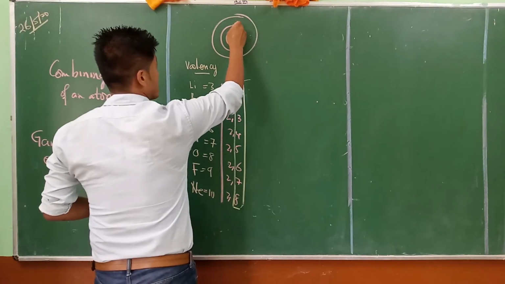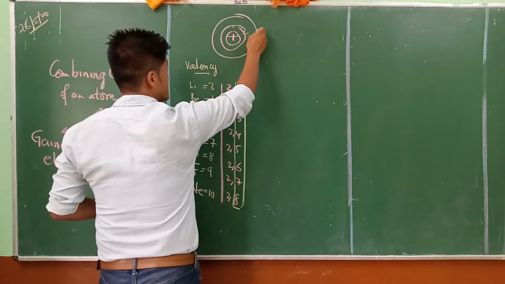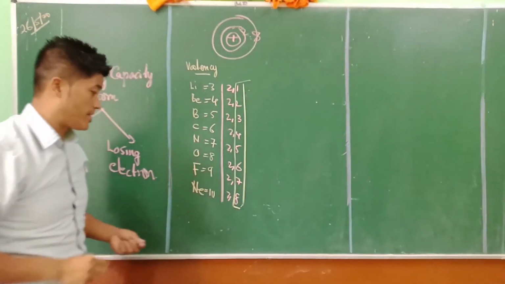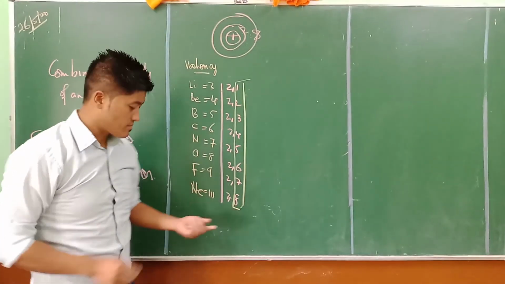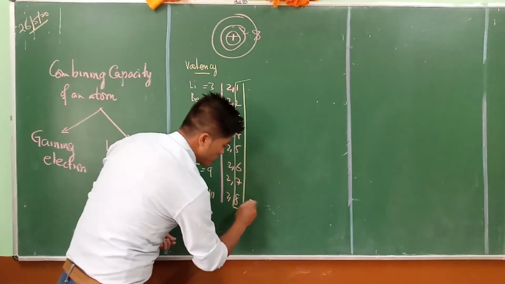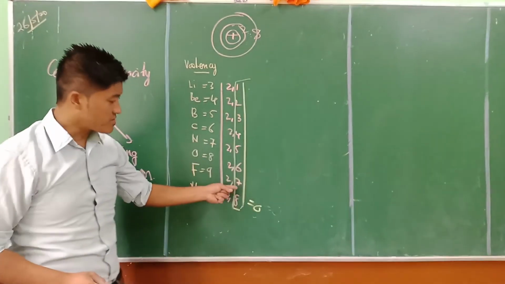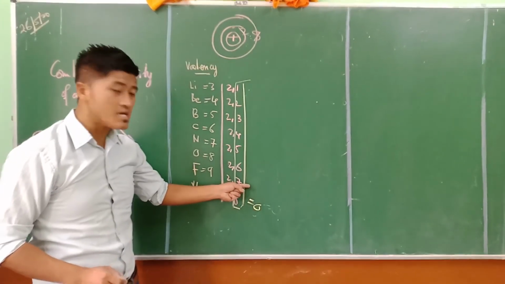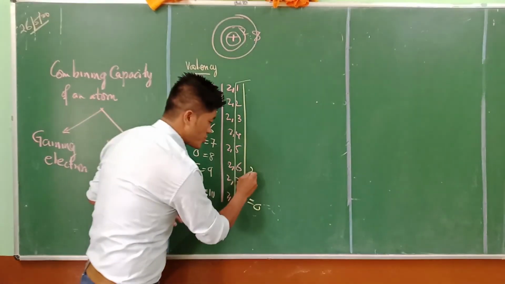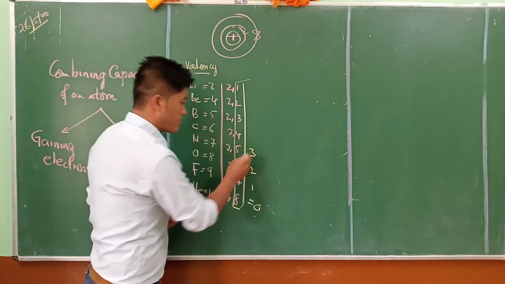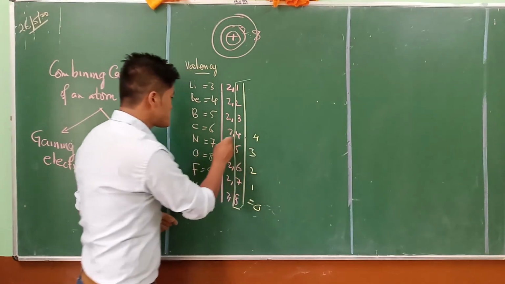in the first shell there is a 2, and in the second shell there is space for 8 electrons here. Now if there are 8 electrons over here, this is completely filled. That's why the valency is always taken as 0. Now over here this is 7. Now in order to become 8, how many electrons are needed? 1, 2, 3, 4.